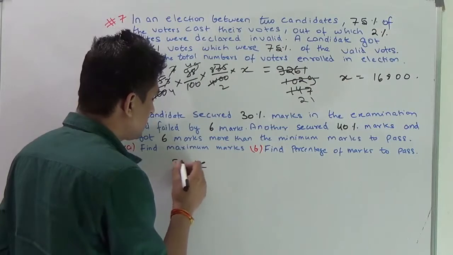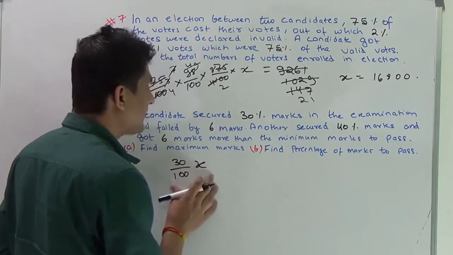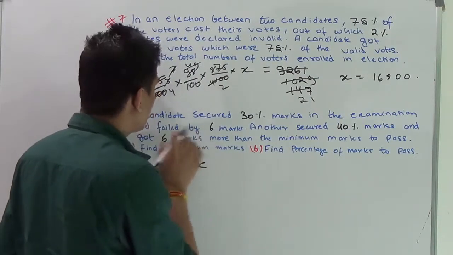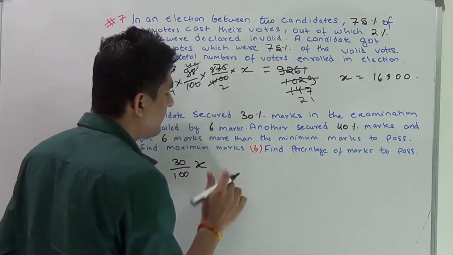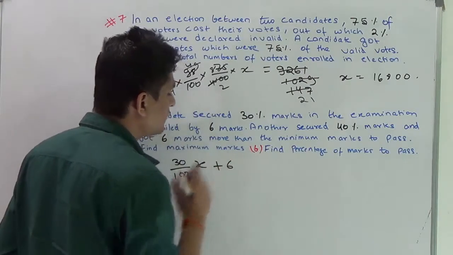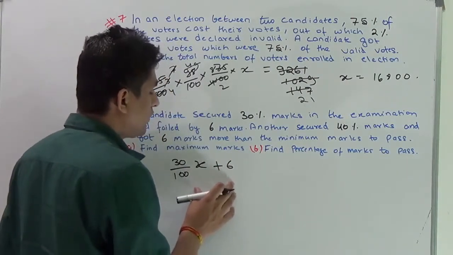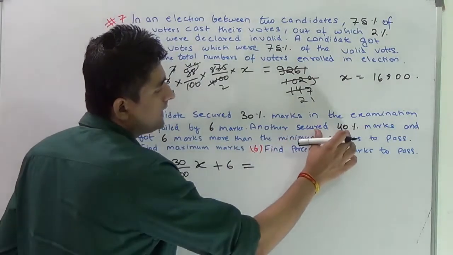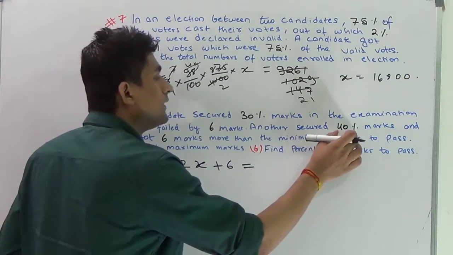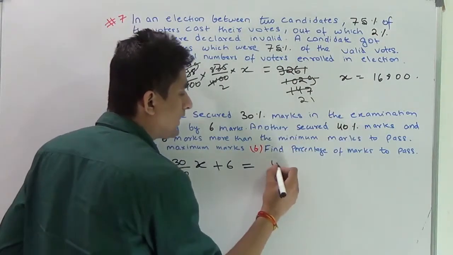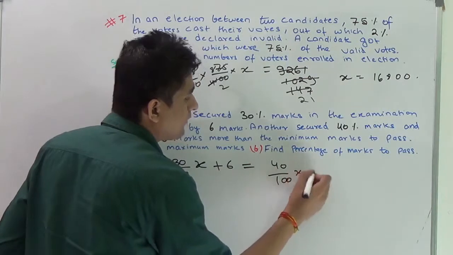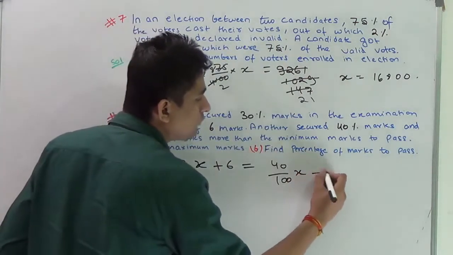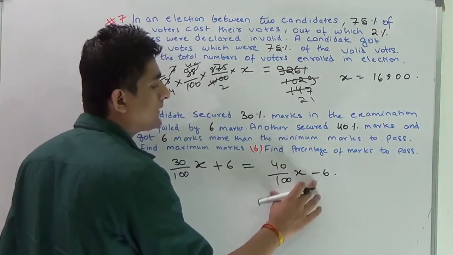Now what? 30% of X. The first candidate scored 30 by 100 of X. Now what? He failed by 6 marks. So in order to make him pass, you have to give him 6 marks more. Now this candidate has passed, and this will be equal to the passing marks. The second candidate has scored 40% marks, which is 40% of X, and he has got 6 marks more than the passing marks. Now deduct 6 marks from his marks so that he reaches the passing marks.